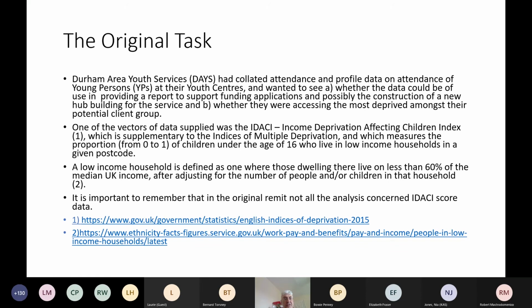Now, I think it's important to emphasise at this point that the original remit wasn't just about deprivation data. It was to do with lots of different vectors of data, columns of data in the information. And I found out some quite interesting things, which I'll mention very briefly en passant. For example, there were things that I hadn't anticipated, like quite a big difference in attendance between females and males, particularly at youth centres. It turns out hardly any males over the age of 14 attend them.